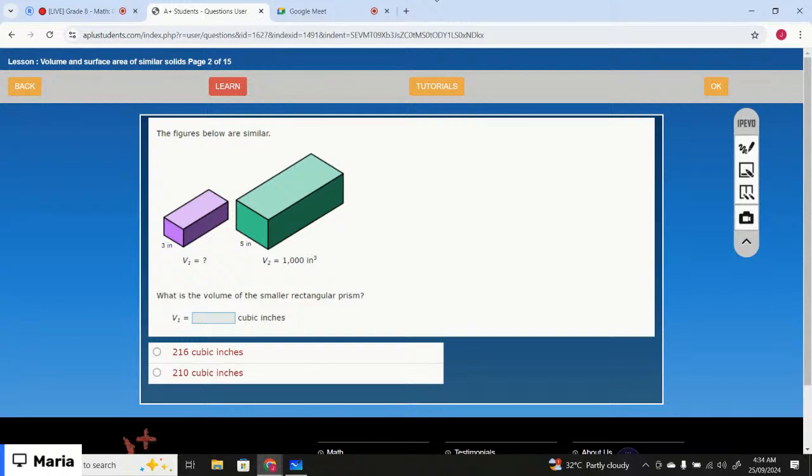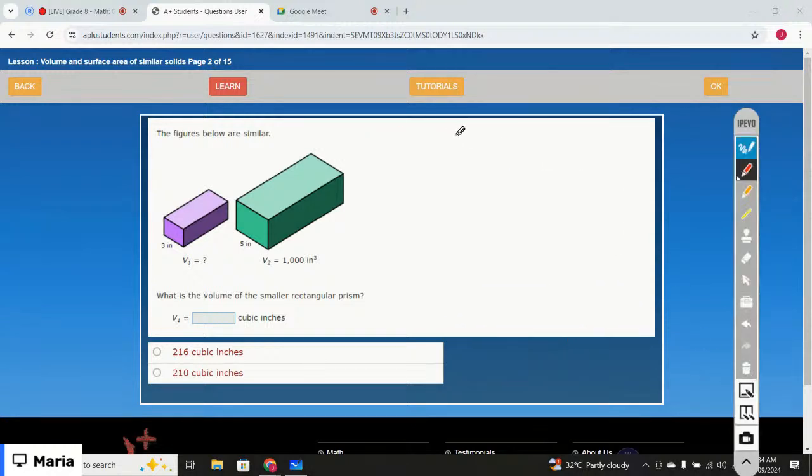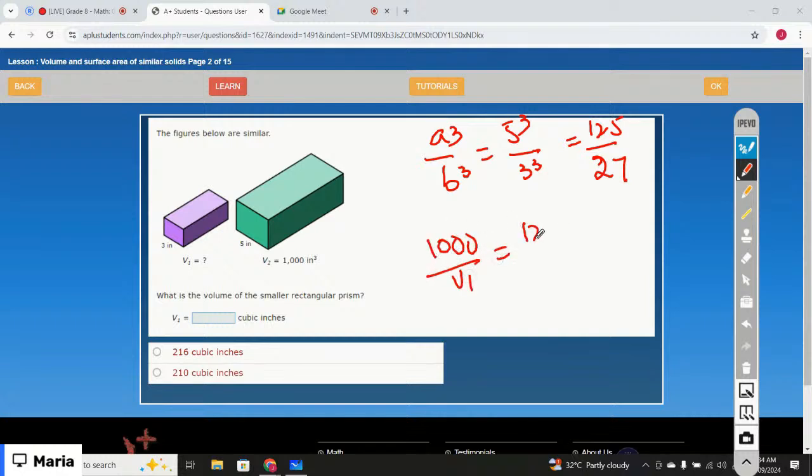The figures below are similar. What is the volume of the smaller rectangular prism? So that is volume. Now you have to calculate the cubes of the corresponding sides, right? That is 5 cube divided by 3 cube. That is 125 over 27, right? So that is 1000 divided by V1 equals 125 over 27.